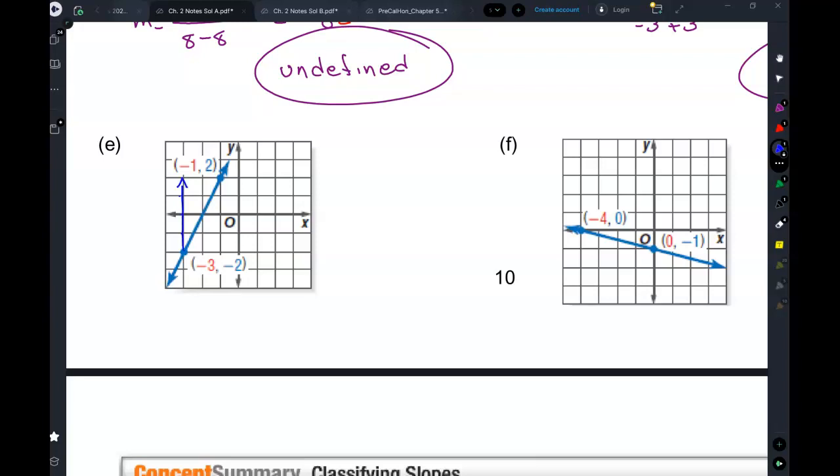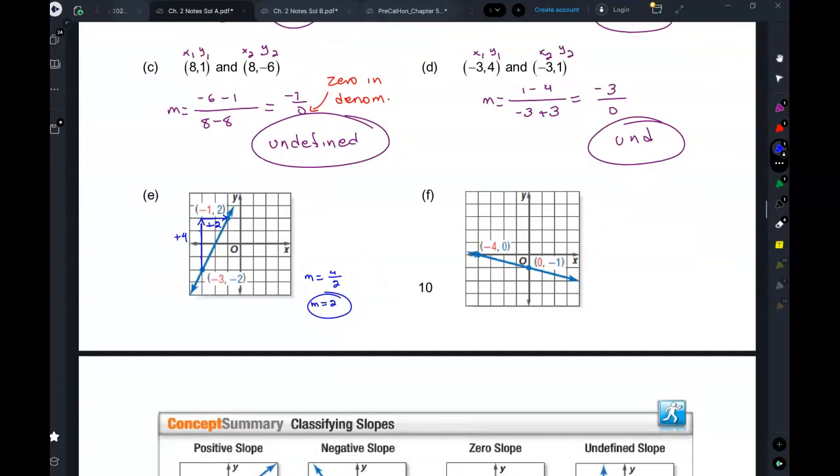How much do I go up? 4. If I go up, that's a positive 4. And then I go over a little bit, 2. If I go to the right, that's a plus 2. So slope will be 4 over 2, positive 2. If you go up or to the right, that's the positive direction. If you go down or to the left, that's the negative direction.